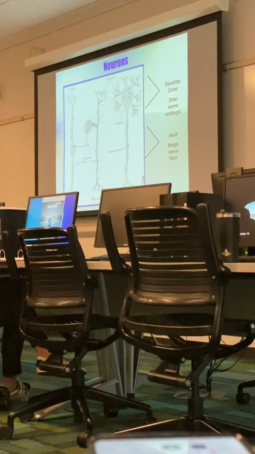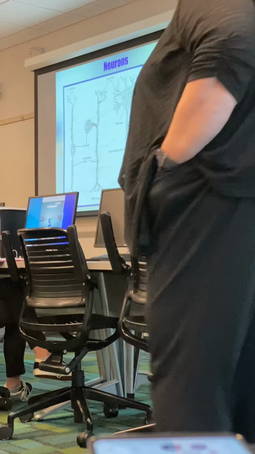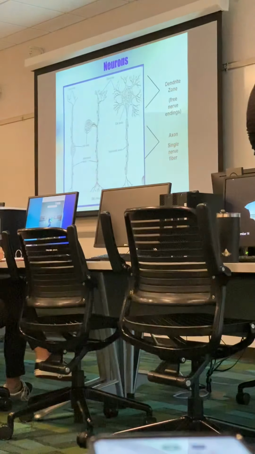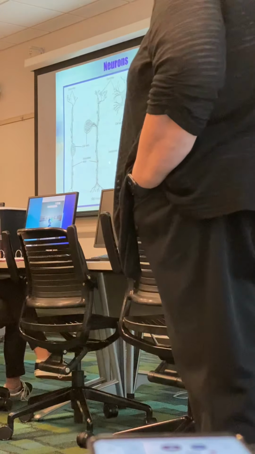So just as a review, there are three different types of neurons. There's the unipolar, the bipolar, and the multipolar. Unipolar are the ones that are found in insects. Bipolar, we do have a few bipolar neurons. They're found in our retinas. And the majority of our neurons are multipolar.